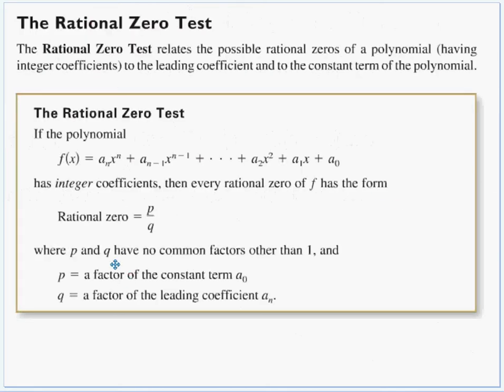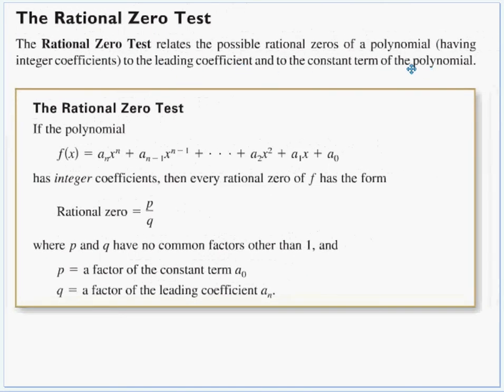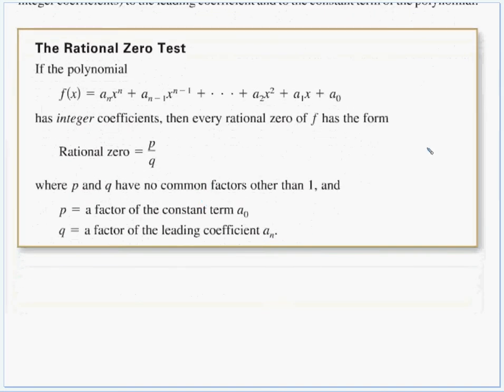The rational zero test. It relates the possible rational zeros of a polynomial having integer coefficients to the leading coefficient and to the constant term at the end of the polynomial. So here, this is kind of with all the script and subscript stuff. Here's our polynomial's first term, a sub n. That's just some number like 3 or 4 or 5. And then we have this x to the nth power. Here at the end, we have our constant a sub 0.